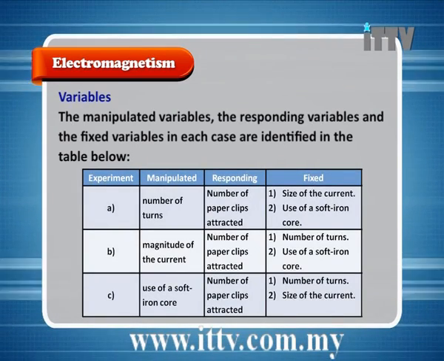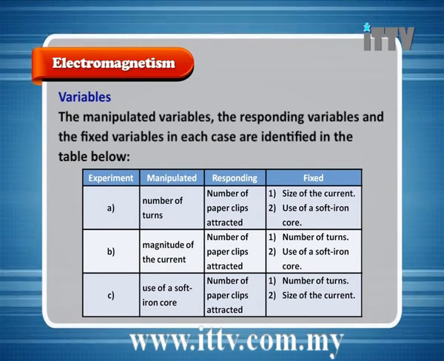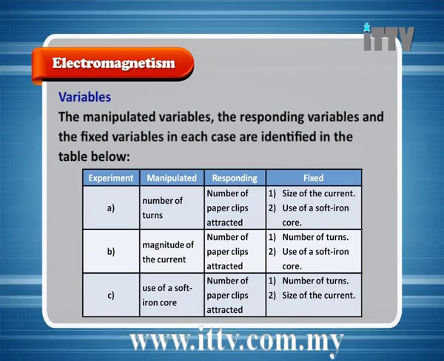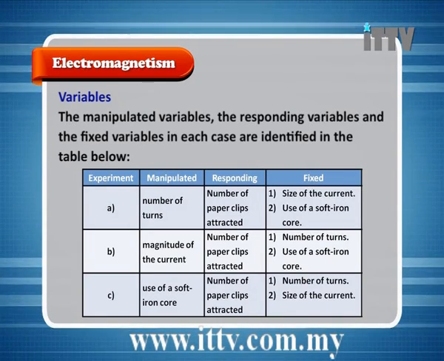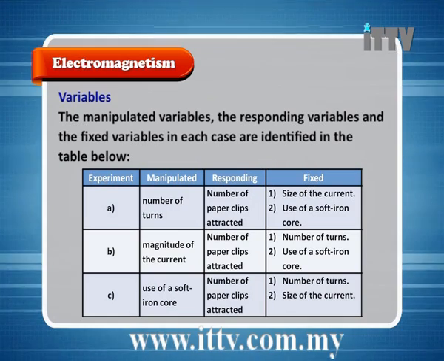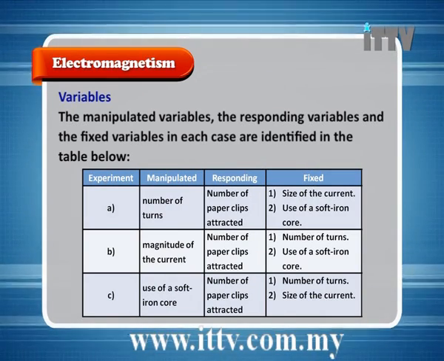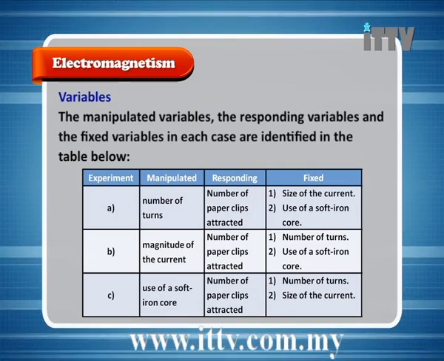Experiment A: the manipulated variable is the number of turns and the responding variable is the number of paper clips attracted. In experiment B, the manipulated variable is the magnitude of the current, and the responding variable is the same, the number of clips attracted. And in the third experiment, the manipulated variable is the use of a soft iron core, and the responding variable is once again the same.